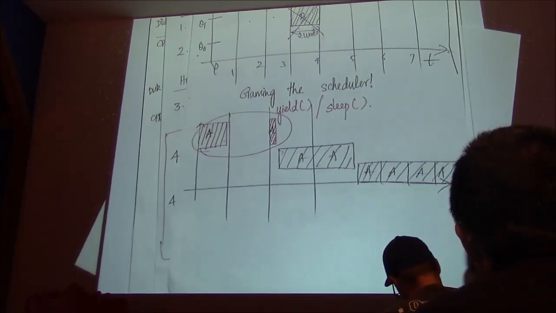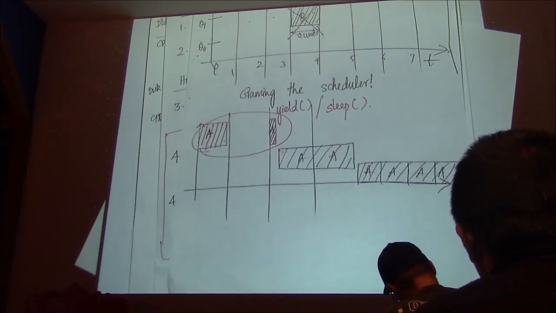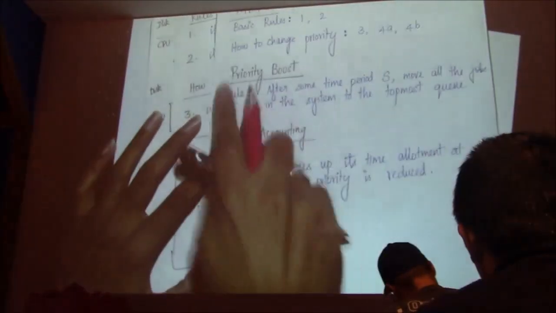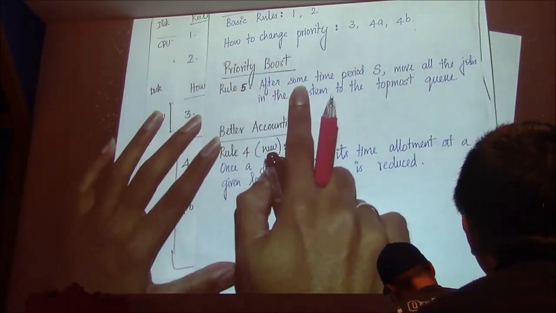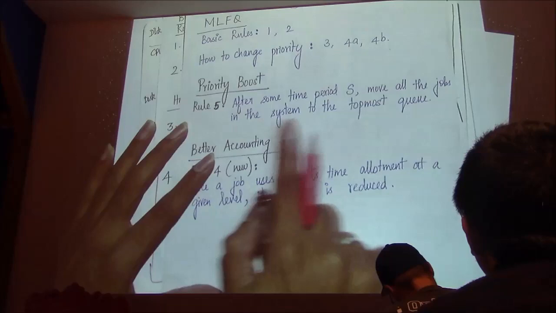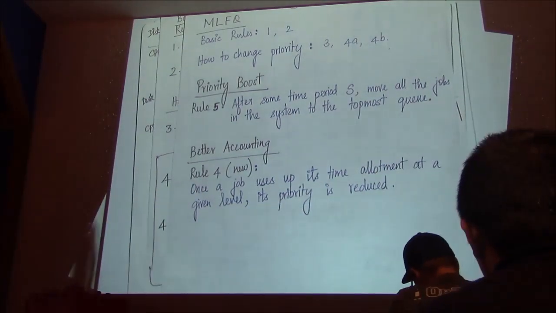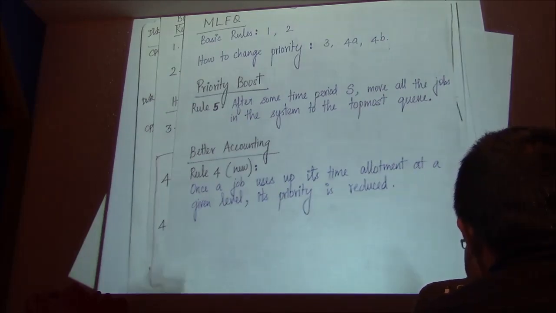Does this make sense? And this is the priority boost. Rule 5 was that after some time period, move all the jobs in the system to the topmost queue, which you already saw. After some time period T, just bump all the jobs to the topmost queue.